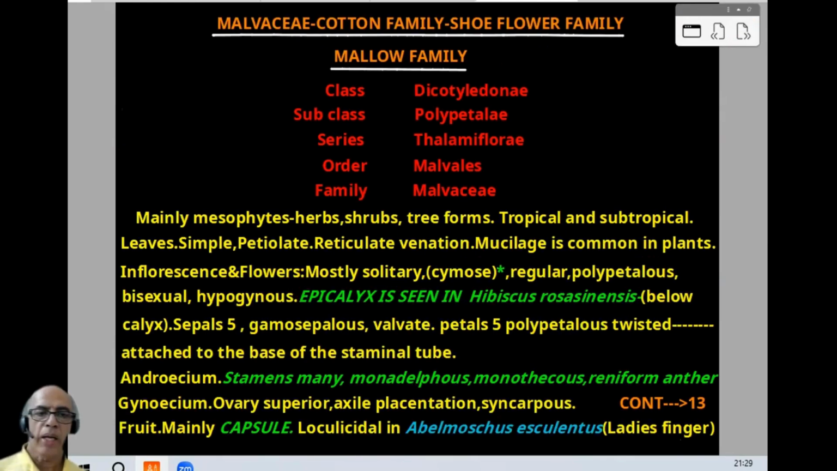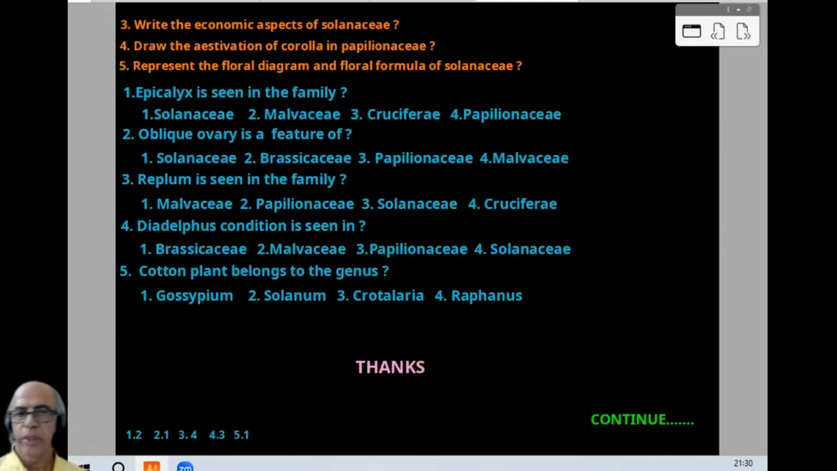Then we entered into Malvaceae, that is the cotton family, mallow family, systematic position. Then typical dicot features. Usually flowers are mostly solitary, and inflorescence is rare. If it is there, it is cymose. So flowers will be the common one. Then epicalyx seen. Then the stamens many, monadelphous, monothecous, reniform anther can be seen. Then fruit is capsule. Then floral diagram. After that, floral formula with 5 theory questions and 5 NEET model questions with the key.